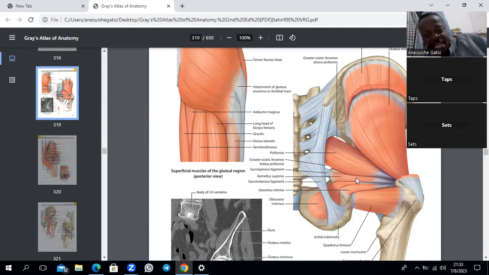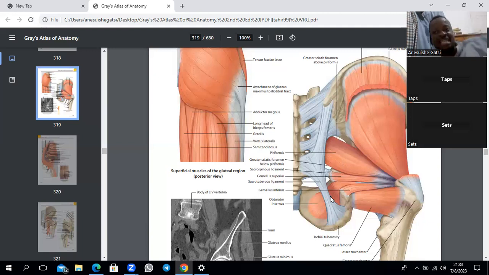There's gemelli superior. If you're calling it superior, that means there should be an inferior somewhere. So there's also gemelli inferior. Then there is this muscle here that is between them. I think if you would have done pelvis, you'd know that this muscle turns 90 degrees. I think you can even see it here. It's called obturator internus. If you're calling it internus, it means it's internal.